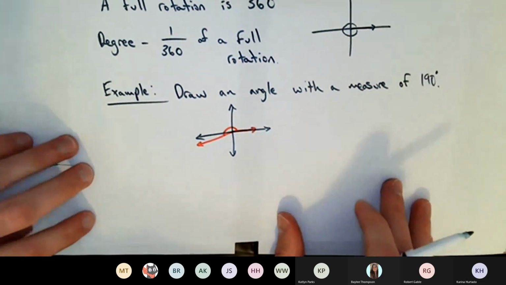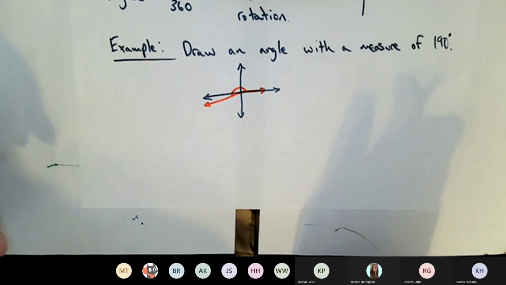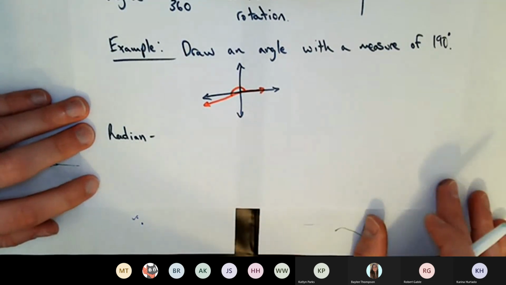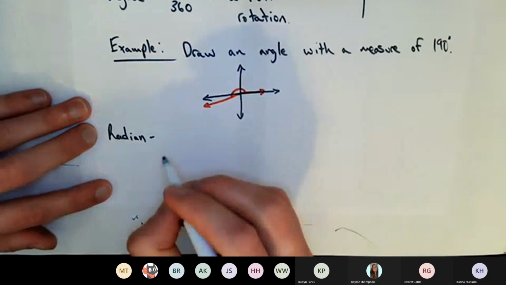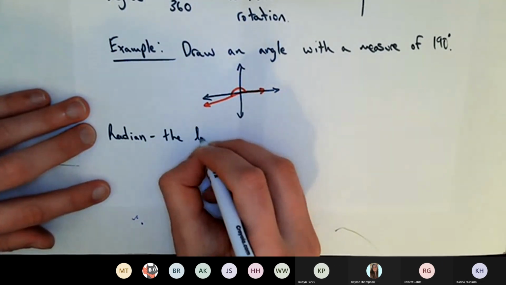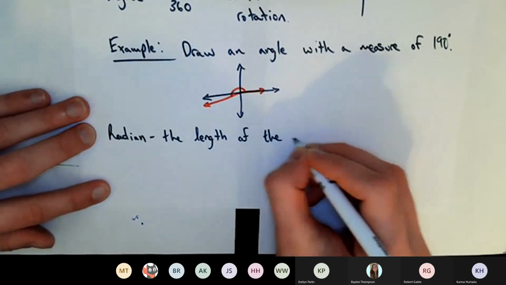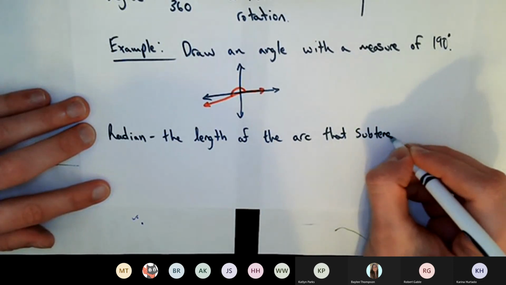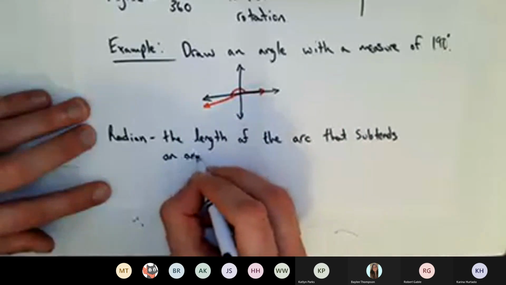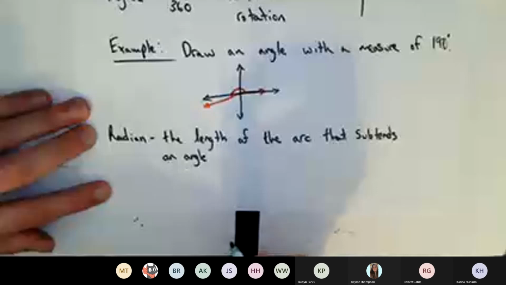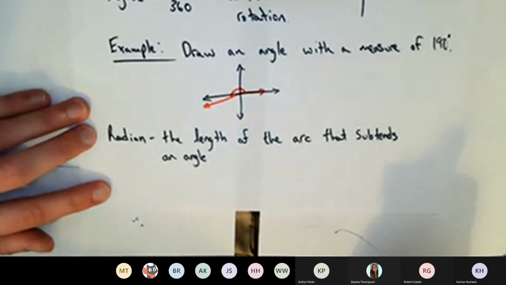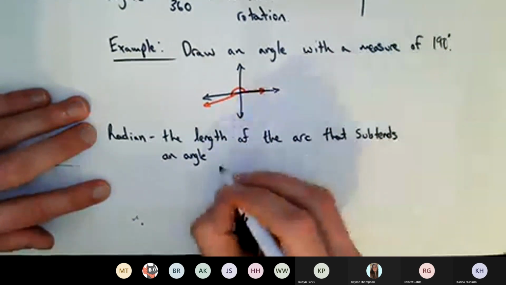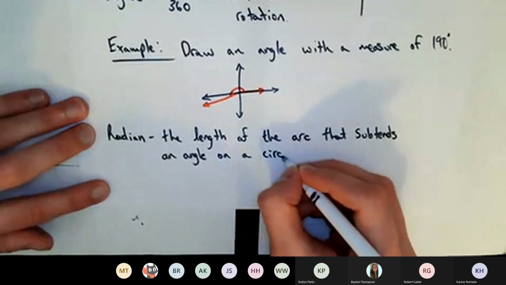How about defining radians? So maybe you've never heard of a radian. A radian is another way to measure the size of an angle, but it's a little bit more involved than just a degree. A radian technically is the length of the arc that subtends an angle on a circle of radius 1.